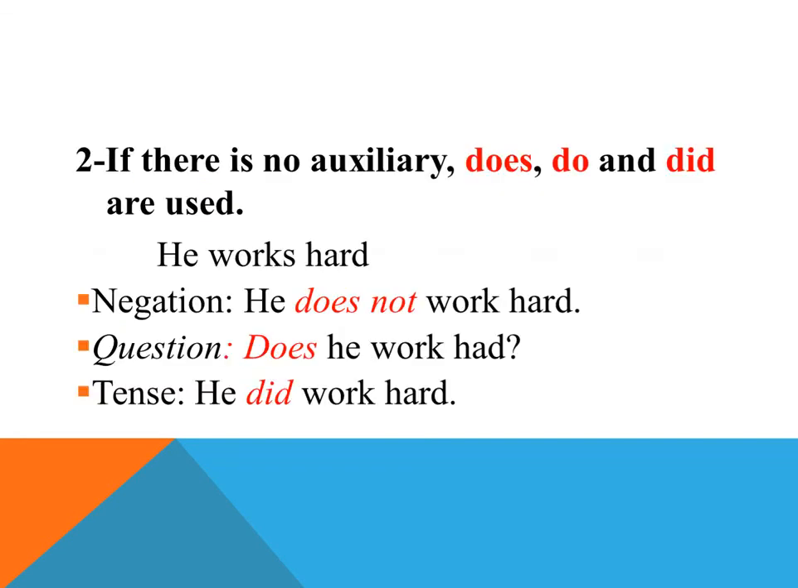In some sentences, we don't have auxiliary verbs, like he works hard. So how could we negate the sentence or make it a question or even change the tense of the sentence? Simply we use does, do, and did, and this of course depends on the tense of the sentence. So if we want to negate the sentence he works hard, we say he does not work hard. If we want to make it a question, we say does he work hard? And if we want to change the tense of the sentence, we use the auxiliary verb did, and we say he did work hard. This is for now.